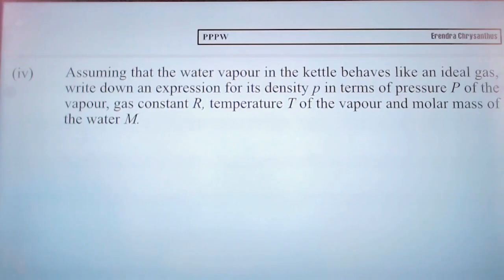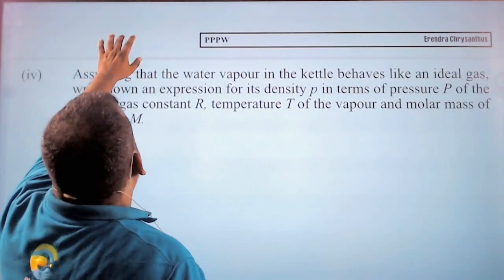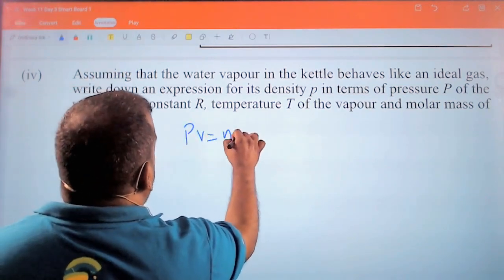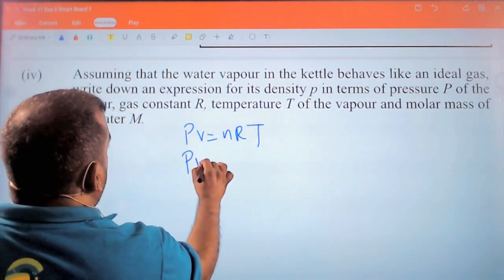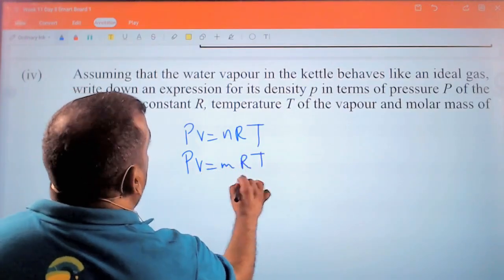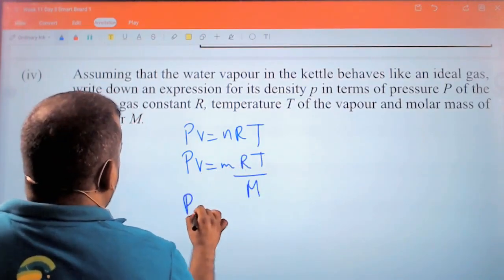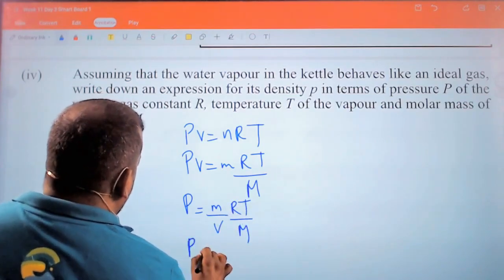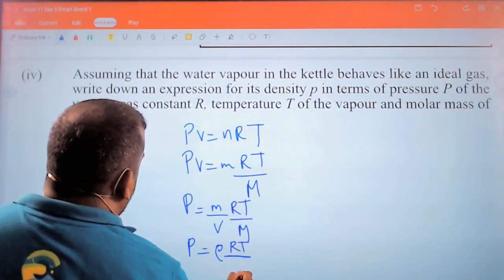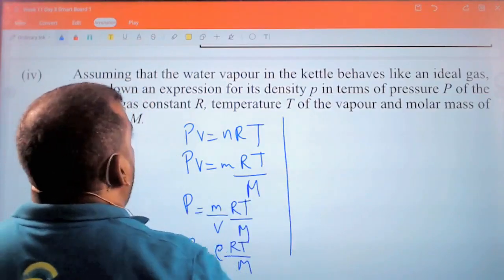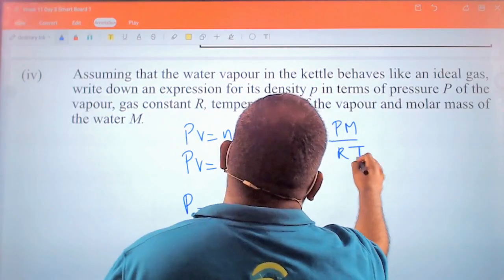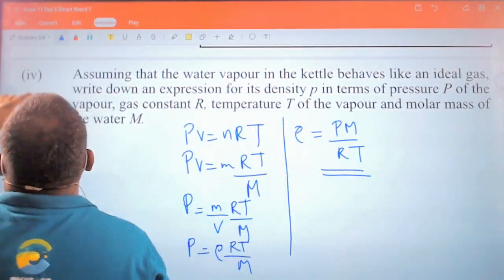Assuming that water vapor in the kettle behaves like an ideal gas, write down an expression for the density. PV equals nRT. PV equals mRT over molar mass. P equals M over V RT over molar mass. P equals rho RT over molar mass. What are they asking for? Density rho. PM over RT. Right.